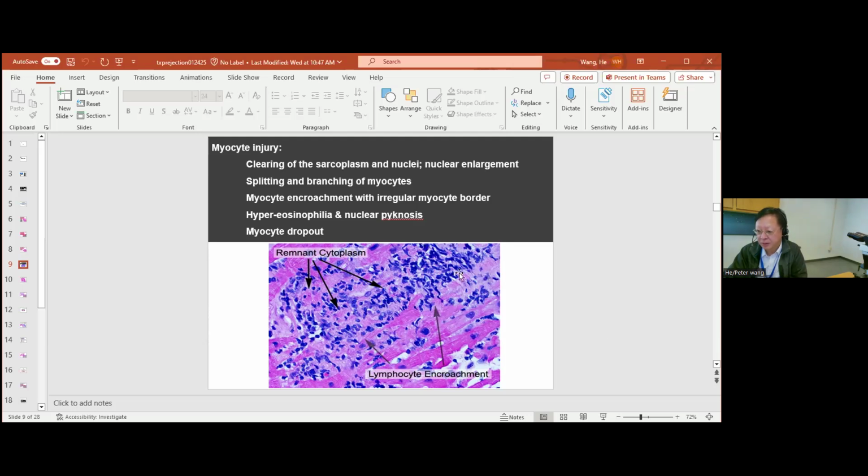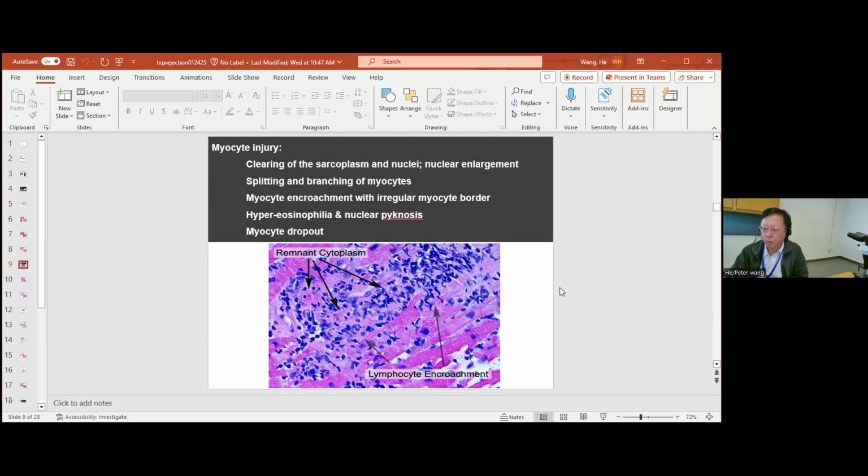Another damage you can see is clearing of cytoplasm. So this area, compared to this, is clearing of cytoplasm. And then you can see the cytoplasmic membrane is infiltrated by the lymphocyte. We call that myocyte encroachment. And finally, you have cardiomyocyte drop off. You can see here, only a central cardiomyocyte is there. The majority of cytoplasm has already disappeared. All these are classified as cardiomyocyte damage.